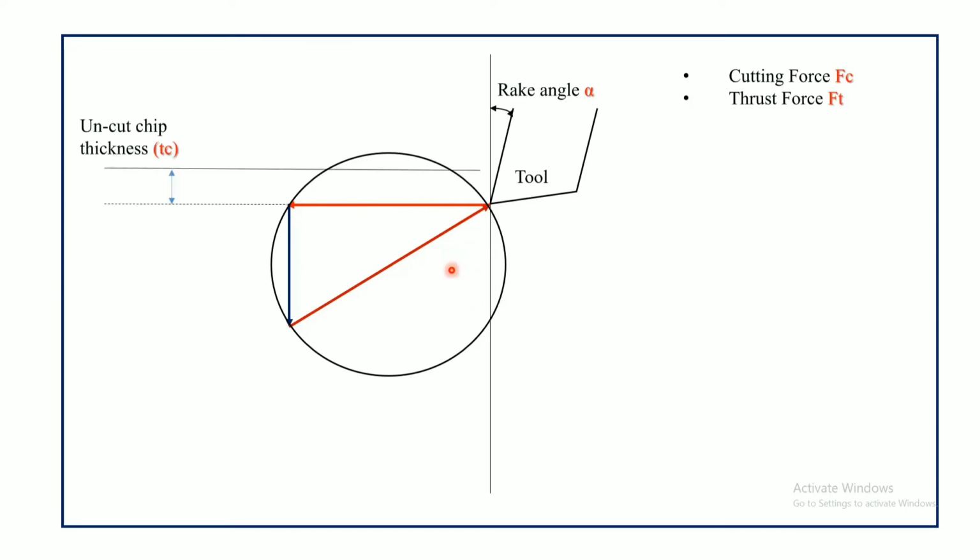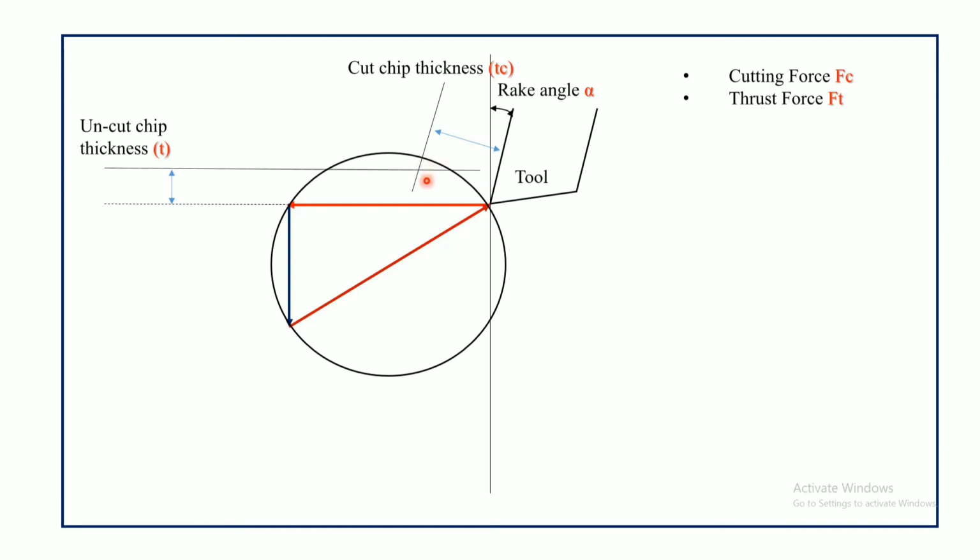Now for the next construction, we have to show the uncut chip thickness with proper scale. This uncut chip thickness can be represented by a line drawn parallel to the tool travel, or we can say the cutting force, as shown here. Now, as the chip flows parallel to the tool face, we can represent the cut chip thickness by a line which is parallel to the tool face. Now these both lines intersect somewhere.